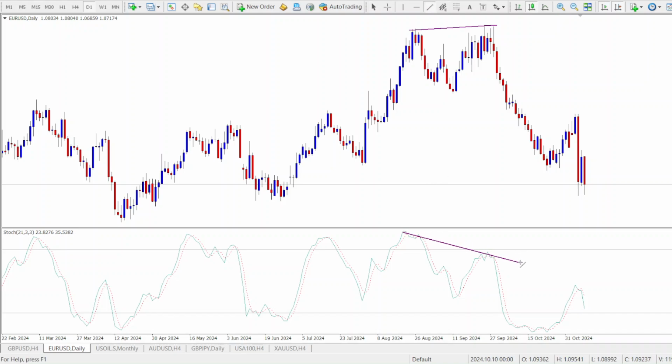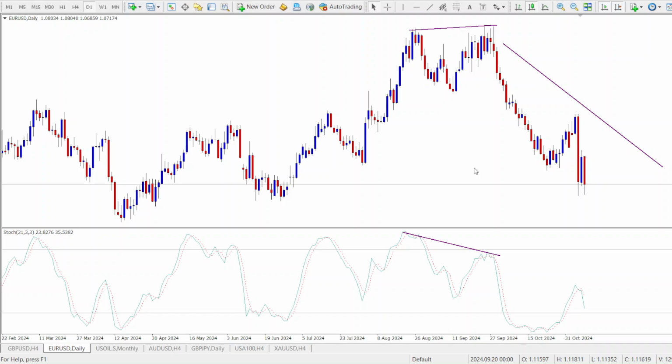It's showing that bearish momentum was intensifying, and you can see that shortly afterward we had a sell. So when you notice the price is making higher highs, but the indicator is making lower highs, it could indicate bearish divergence, just like what we had here, signaling a potential reversal to the downside, and eventually that reversal happened.